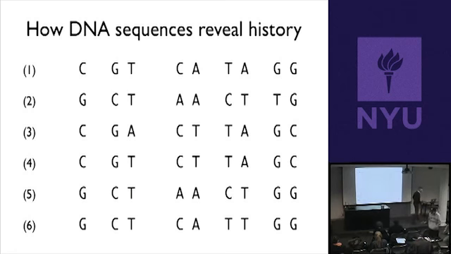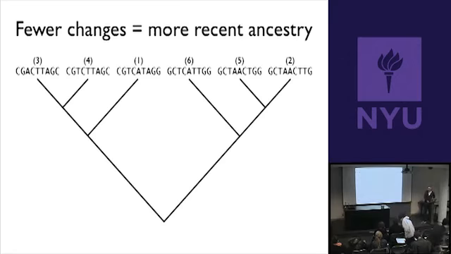Okay, so our tree looks like this, right? So 2 and 5, we're holding hands, and then to 6. 3 and 4, we're holding hands, and then to 1, and then they're all sort of connected down there. That's how you make one of these evolutionary trees. It's not any more complicated than that, okay?